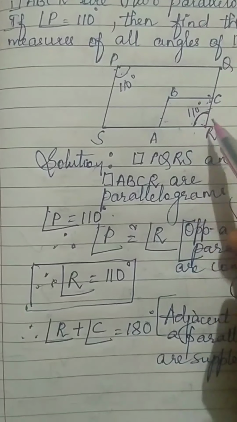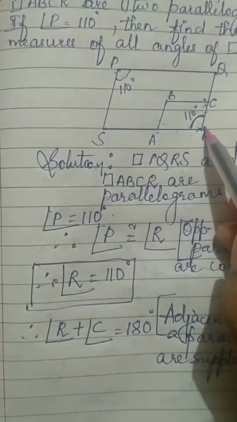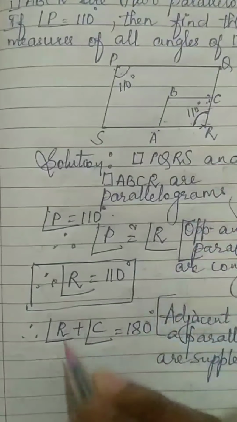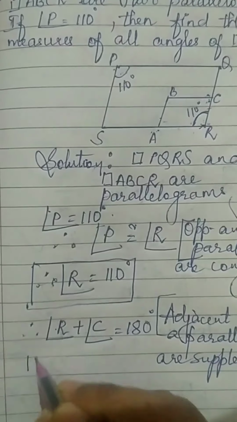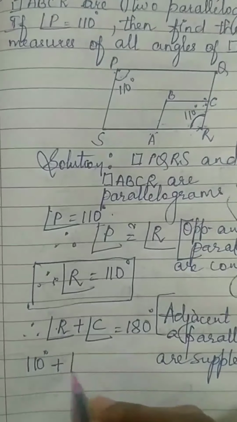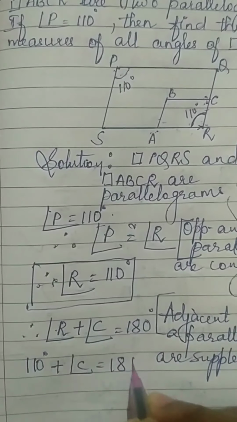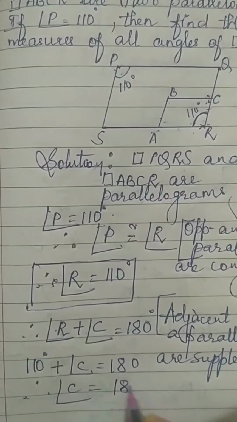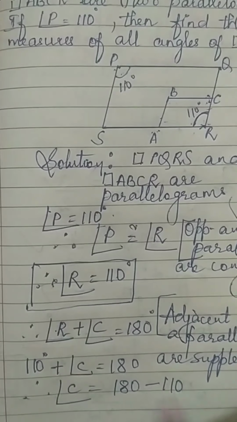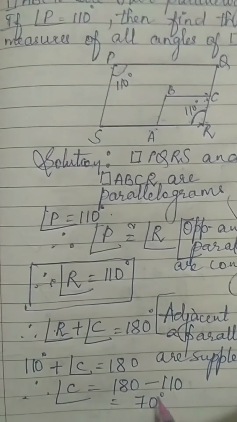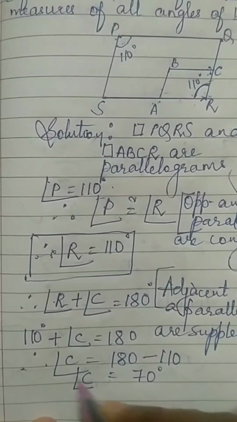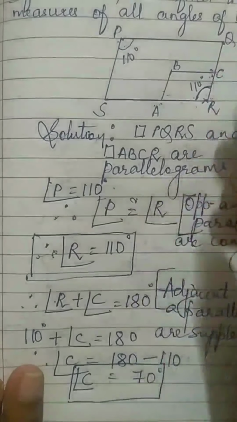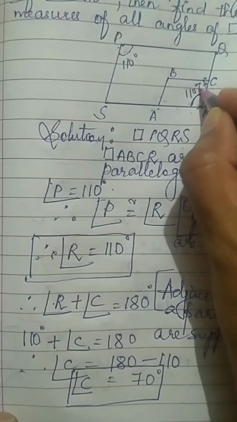See my dear children, you can take R and A also. R's neighbouring angle is A also. Here I took R and C. Do you know R? Yes, 110. Plus angle C will be 180. So therefore, angle C will be 180 minus 110, which is equal to 70 degree. So angle C became 70 degree. So simple.